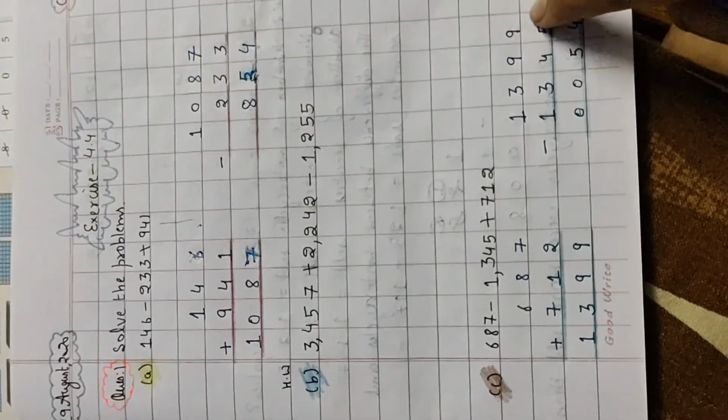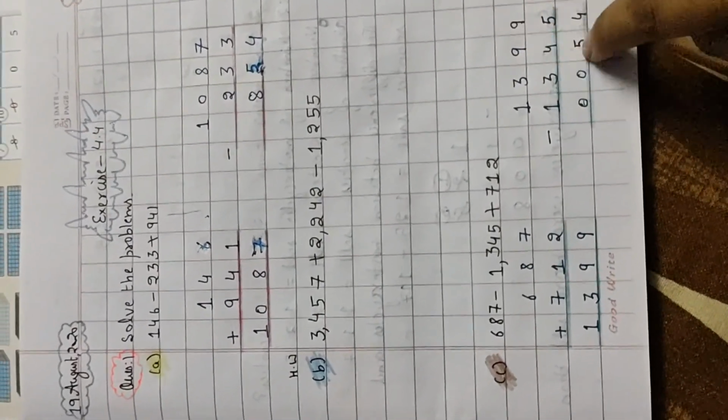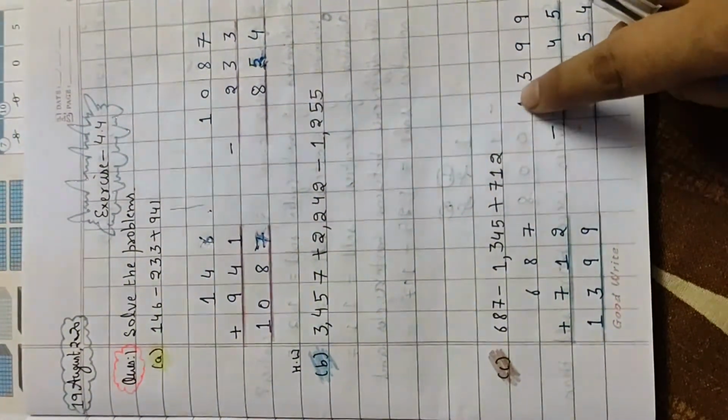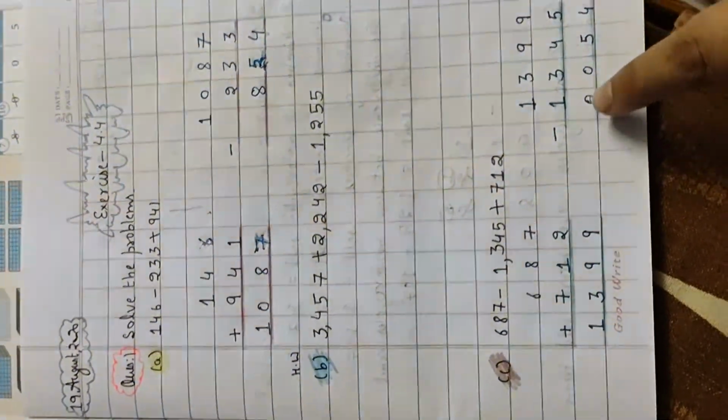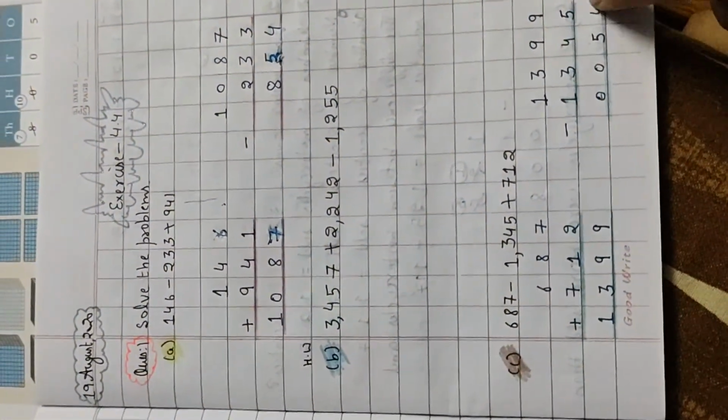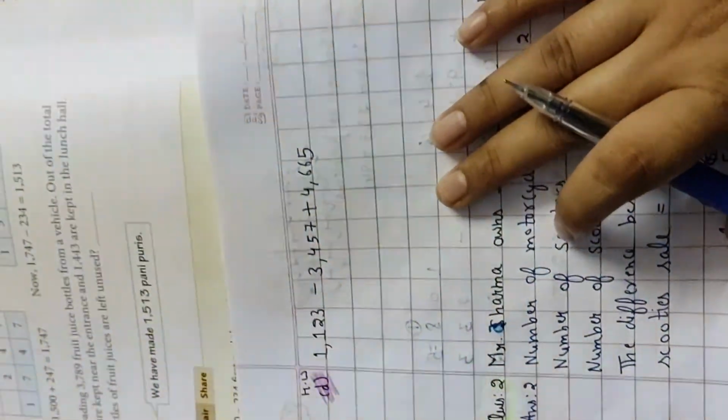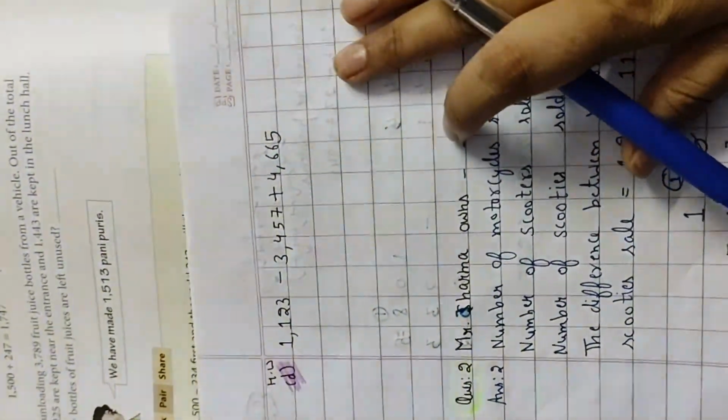Okay, so 9 minus 5 is 4, 9 minus 4 is 5, 3 minus 3 is 0, 1 minus 1 is 0. Okay, like this we will get the answer 54. So this part and this part is homework for you. If you are having any trouble, you can ask me.